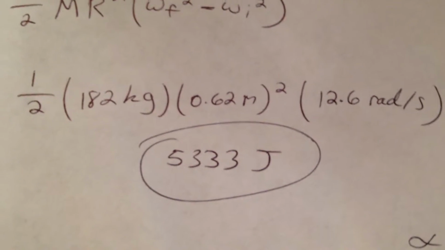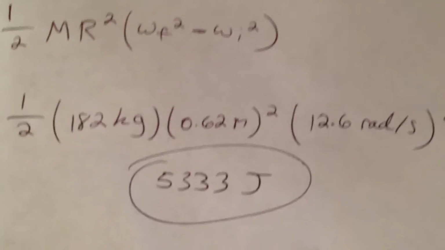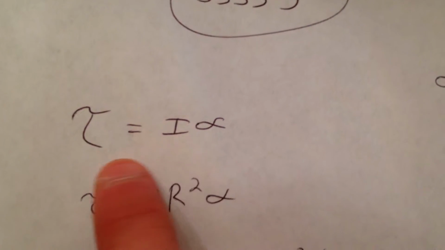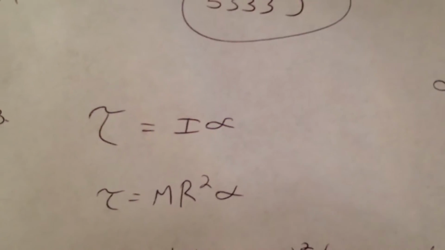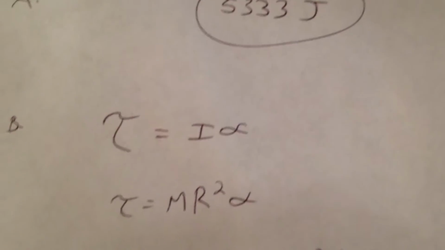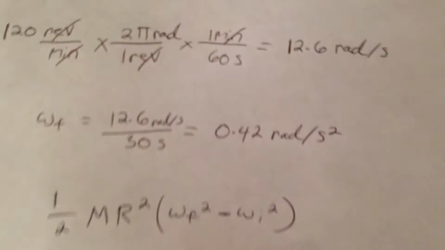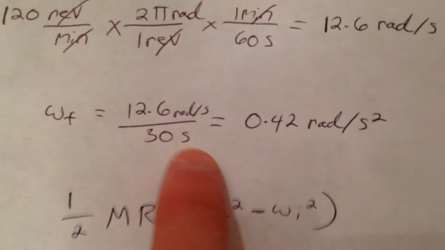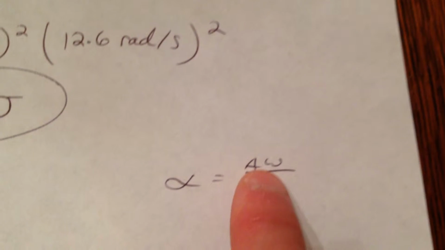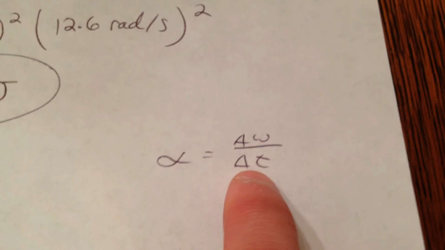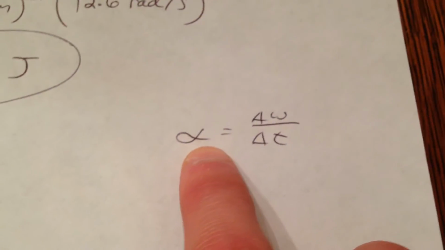Now part B is asking for the torque, and the torque is constant. This is the equation that I went ahead and used. So I know I can use this equation because earlier I calculated 12.6 divided by 30. This is the same as saying delta omega over delta time, the change in omega over the change in time, and that's equal to alpha.